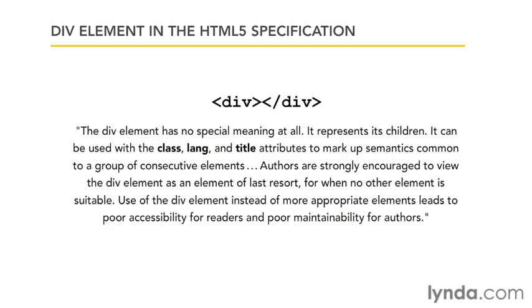A quick look at the HTML5 specification tells us this about the div tag. The div element has no special meaning at all. It represents its children. It can be used with the class, language, and title attributes to mark up semantics common to a group of consecutive elements. Even more telling is this note. Authors are strongly encouraged to view the div element as an element of last resort, for when no other element is suitable. Use of the div element instead of more appropriate elements leads to poor accessibility for readers and poor maintainability for authors.